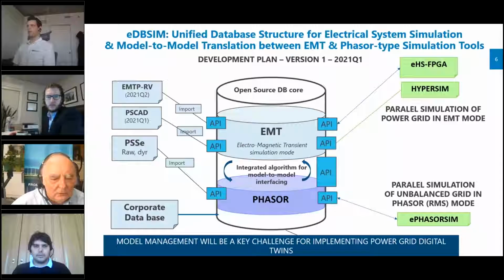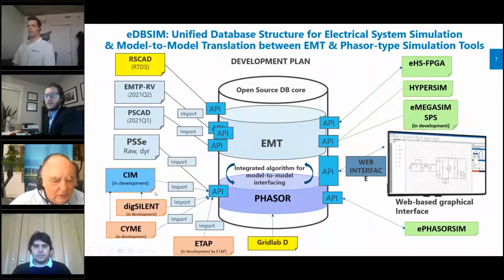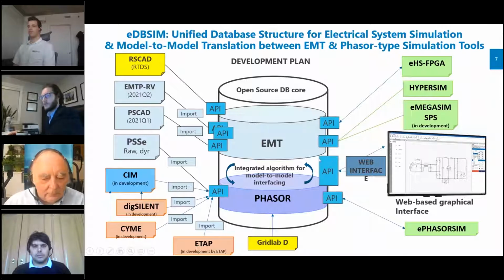So our roadmap is to, of course, include many of the other popular software like DIgSILENT for distribution. We have the CIM, and now we are even thinking of maybe using GridLAB-D from PNNL. And then I put here our competitor. Maybe we can interface the RSCAD from RTDS to have the data in the unified database here, and maybe this can be mixed with the unified modeling interface proposed by Vestas. But I think this will be quite a big challenge.